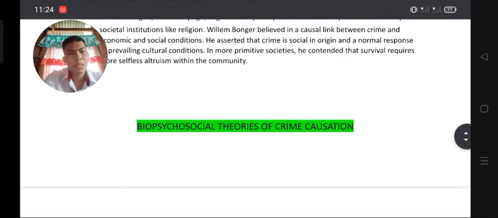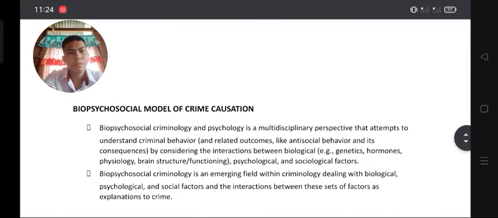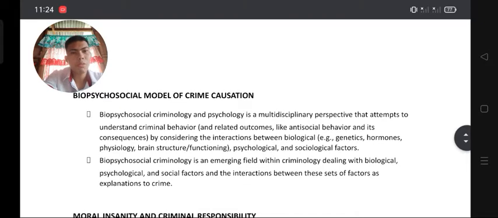The fifth topic is biopsychosocial theories of crime causation. The biopsychosocial model of crime causation: biosociology, social criminology, and psychology is a multidisciplinary perspective that attempts to understand criminal behavior and related outcomes like antisocial behavior and its consequences.